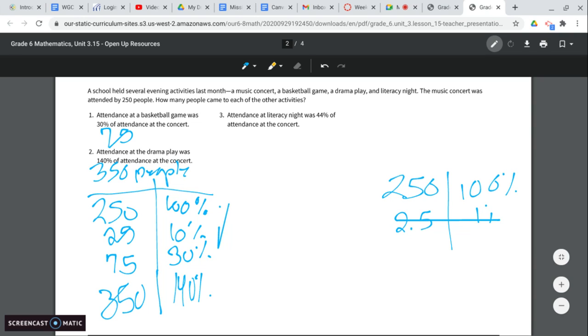So obviously we aren't going to have just 1% of people in attendance. But to go from 1 to 44, we multiply by 44. So 2.5 times 44 gives us 110. So there were 110 people at literacy night. So we are looking at multiplying to get between these values. So we take the whole percentage and then we look at breaking it down so then we can multiply to find the percentage we are seeking. So multiply is your key word for this lesson, multiply.